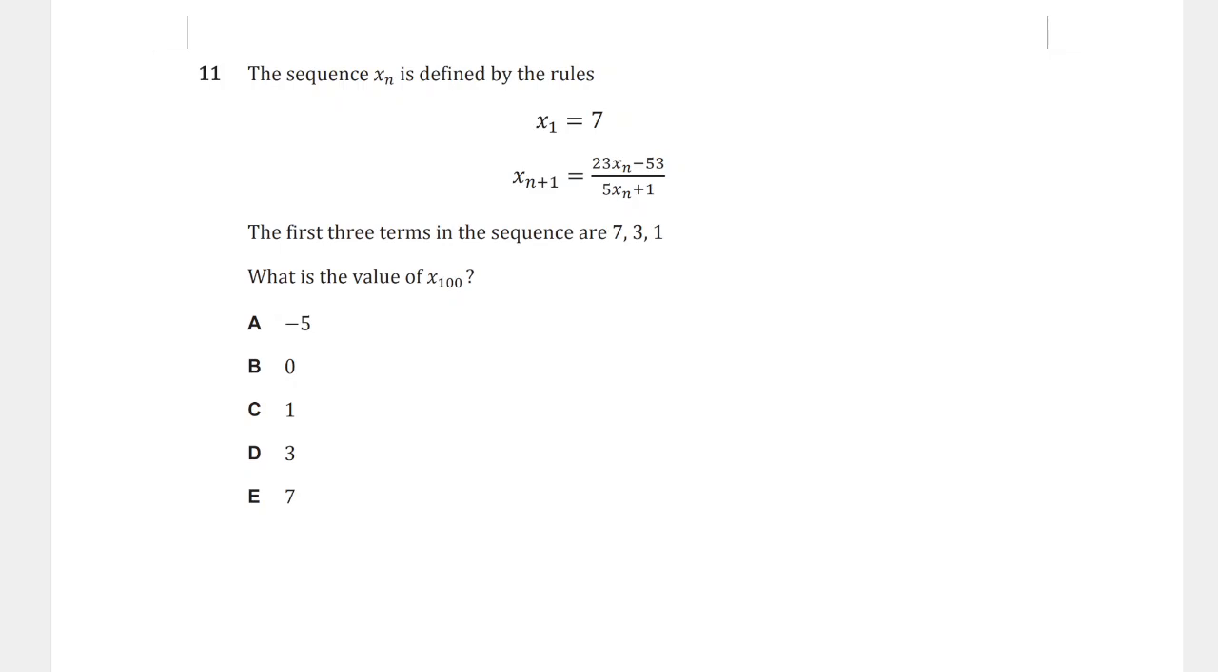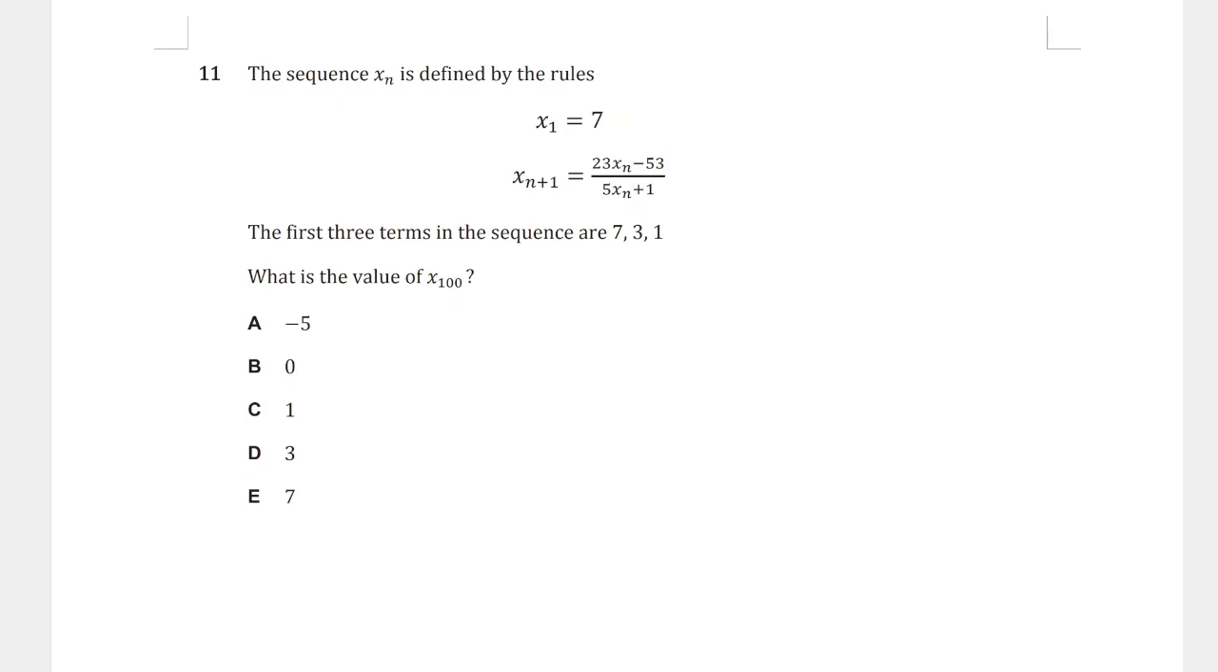Okay, question 11. The sequence xn is defined by the rules x1 is 7 and then xn plus 1 equals (23xn minus 53) divided by (5xn plus 1). Okay, so a key observation here is that the next term in the sequence only depends on one term before it. For example, xn plus 1 only depends on xn, and that's very important. So the first three terms in the sequence are 7, 3, and 1. Okay, very helpful. What is the value of x100?